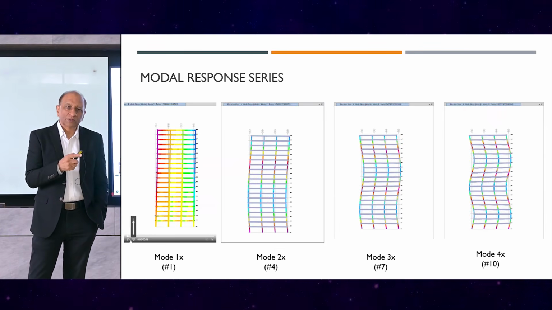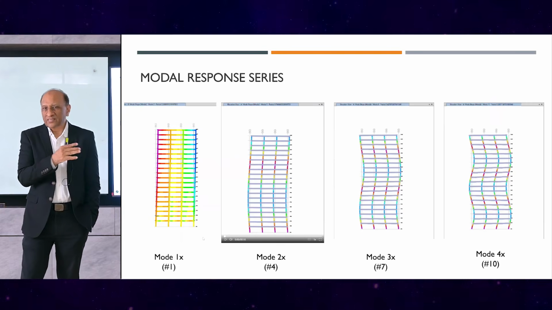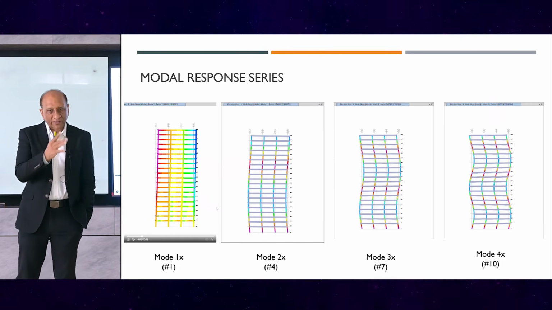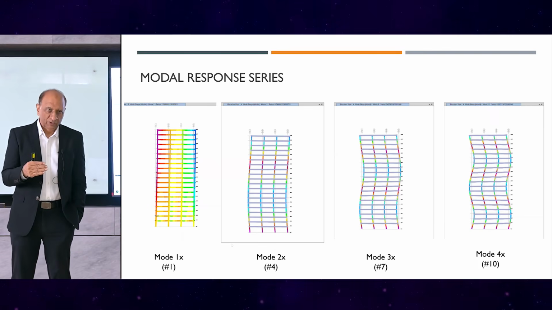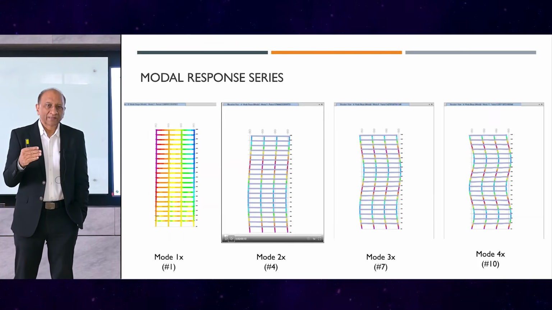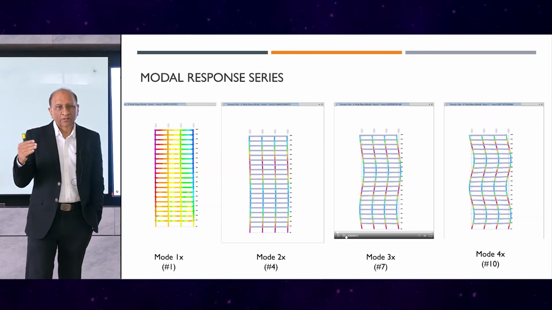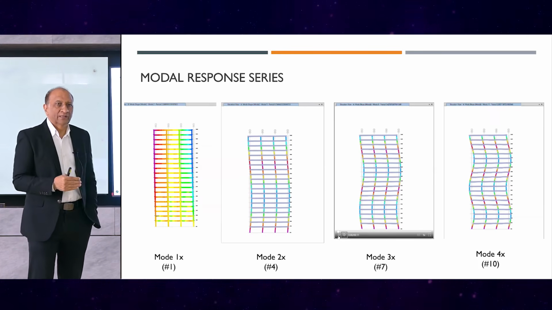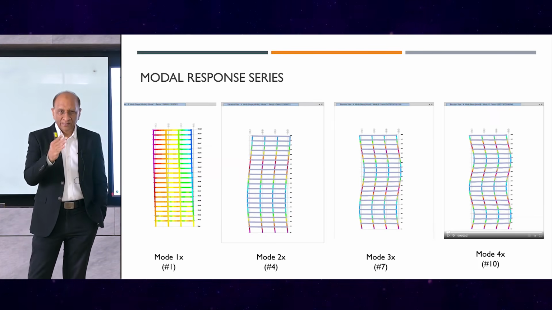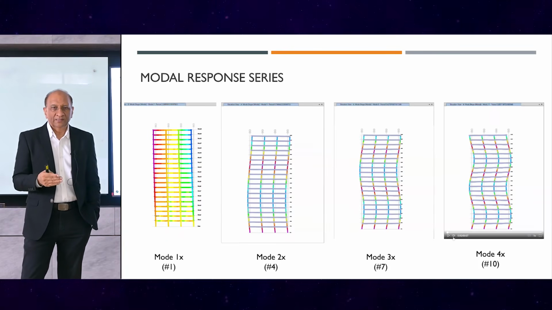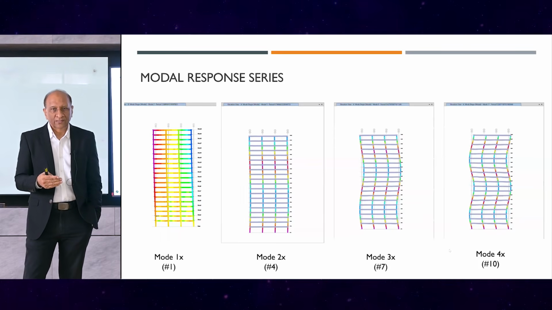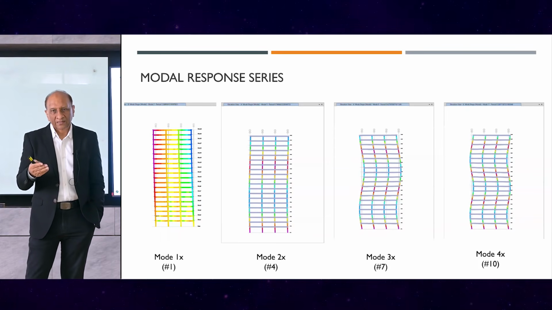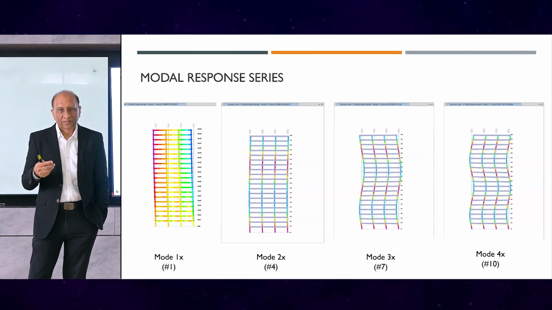And we can also look at those modes in the sequence. For example, the first mode along X, which is the first mode of the structure also. Then the second one is the second mode along X, but it's the fourth mode in the order. And then the next one is the third mode in the X direction, and it's the seventh mode in the order, and then the 10th mode is the fourth mode in the X direction.